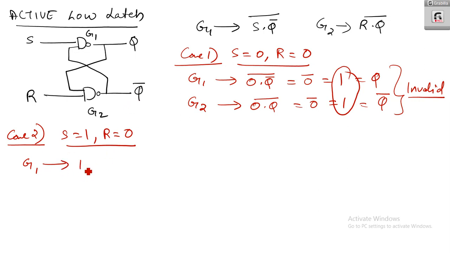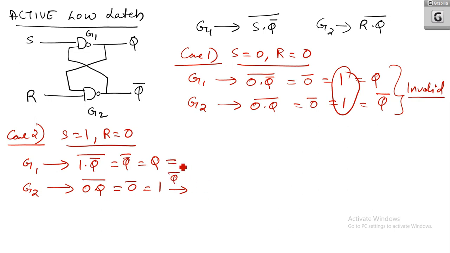That is 1 dot Q bar the whole bar. What is it? That is Q bar bar, that is Q itself. And what is the output of gate 2? The output of gate 2 is 0 dot Q the whole bar. What is it? That is 0 bar, that is 1. That means that 1 comes back, and what happens to Q? Here this Q bar is 1. Therefore, what is Q? Q becomes 0. That means when S is equal to 1, the output is getting reset to 0.